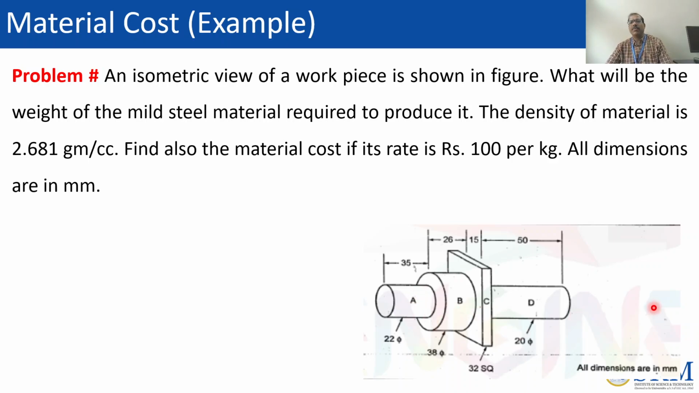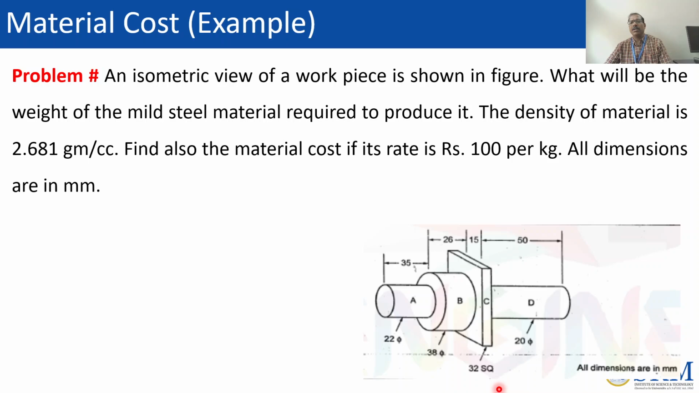So here, how many components, how many parts are there? Consider four. In that, A, B, C, D, four simple parts are there. A, B, and D look like cylinders with different length-to-diameter ratios. But feature C is SQ, a square. SQ represents the square. The others are given as a 22 diameter cylinder with a length of 35, then a 38 diameter with a length of 26 millimeter, and the final cylinder with a diameter of 20 and a length of 50 millimeter.